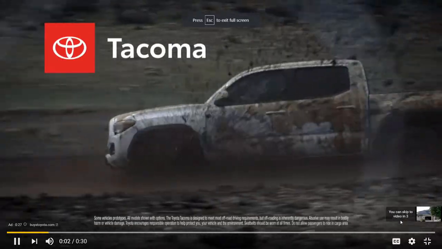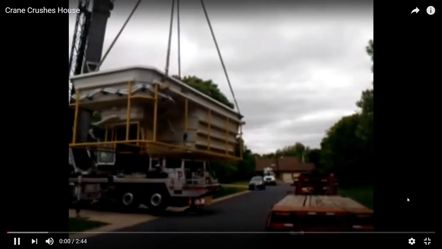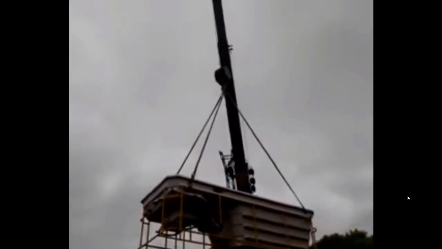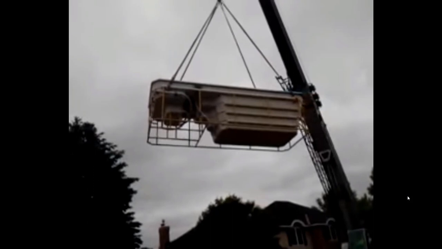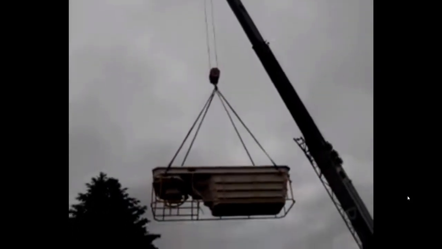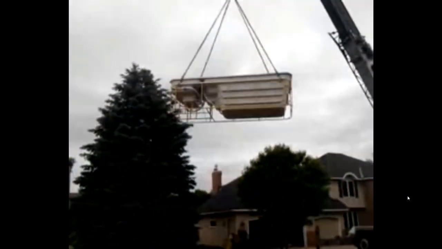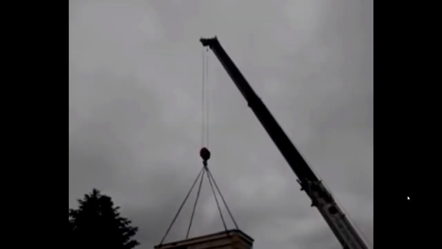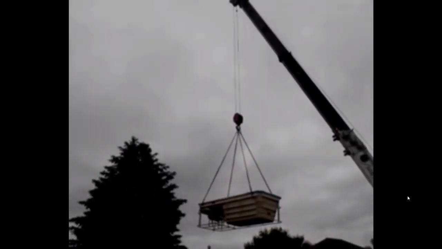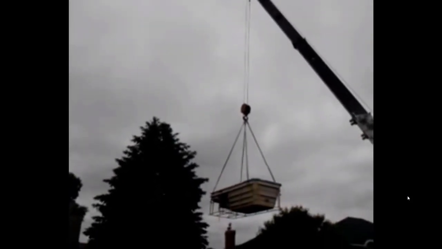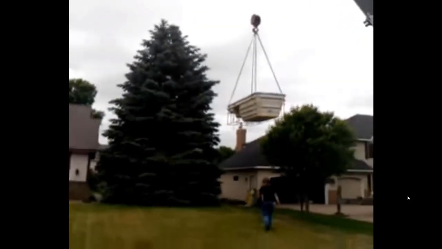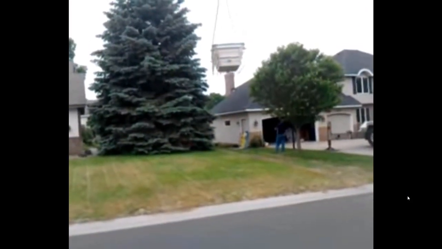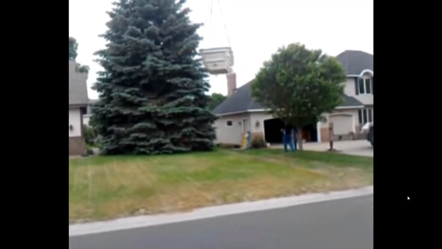Toyota trucks are built to last. You work, you play, you practically live your whole life in them, and they still maintain their value. The garage. Watch out for the chimney. See that chimney?